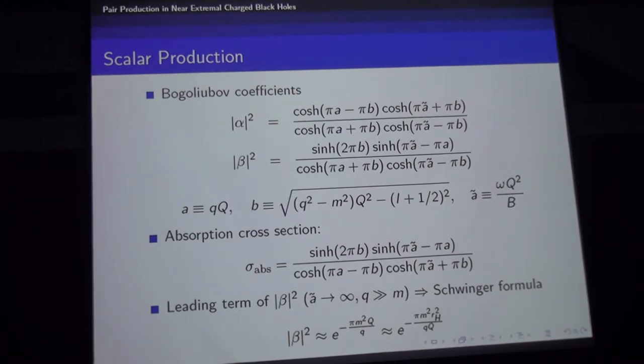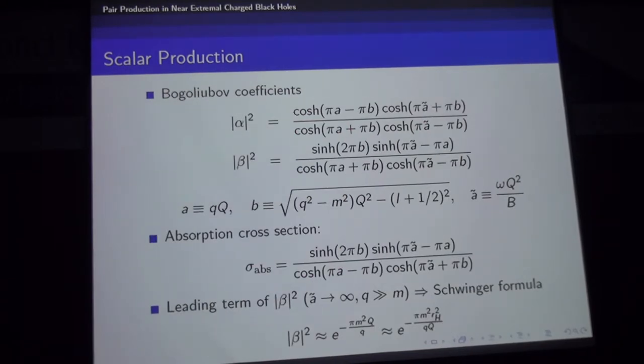And moreover, we also take some particular limit, and we compare with the earlier study on the pair production. We can actually reproduce the Schwinger formula. So this confirms our approach really captures the result of pair production.